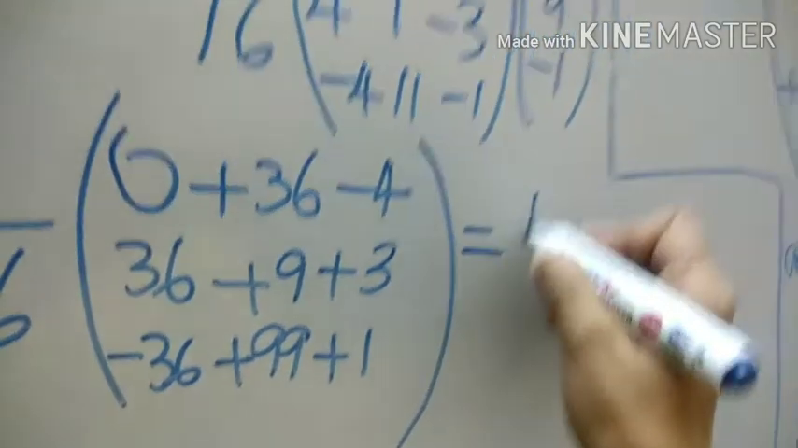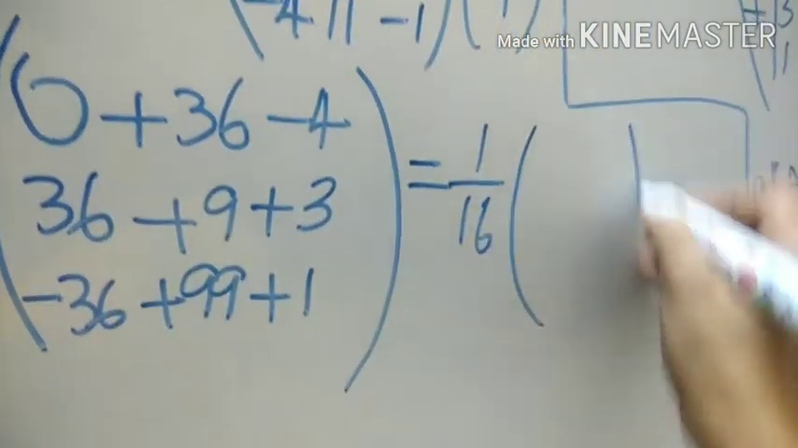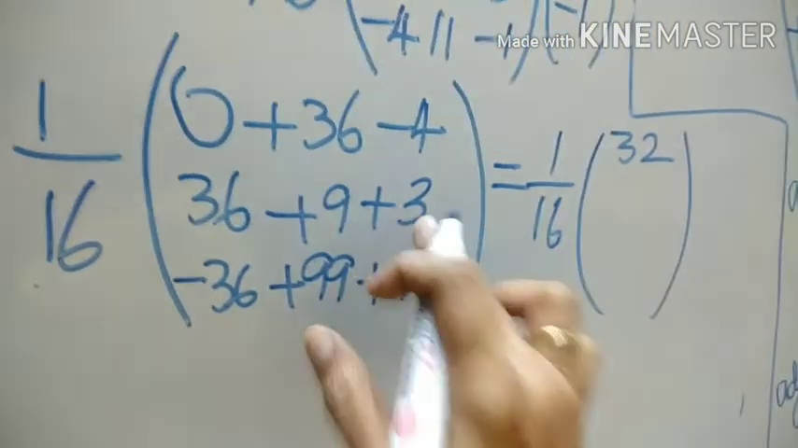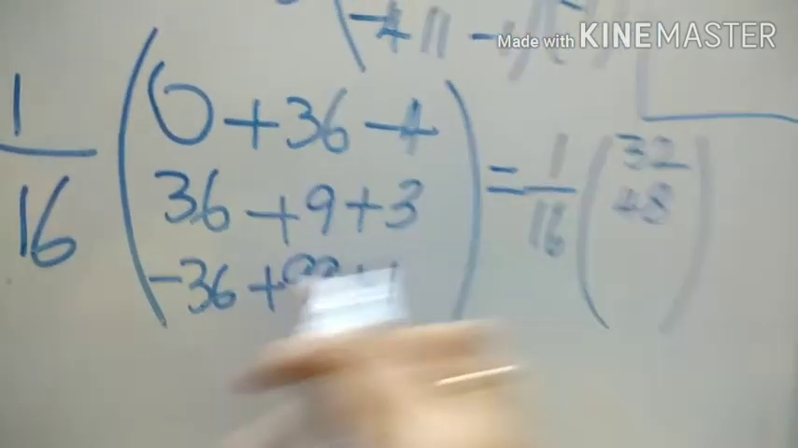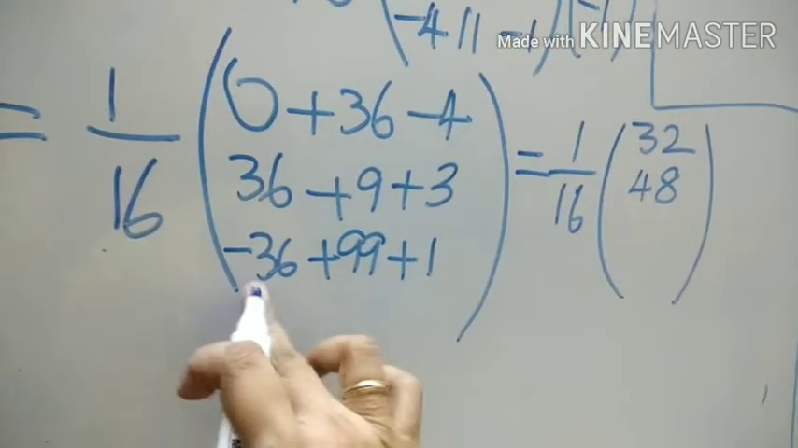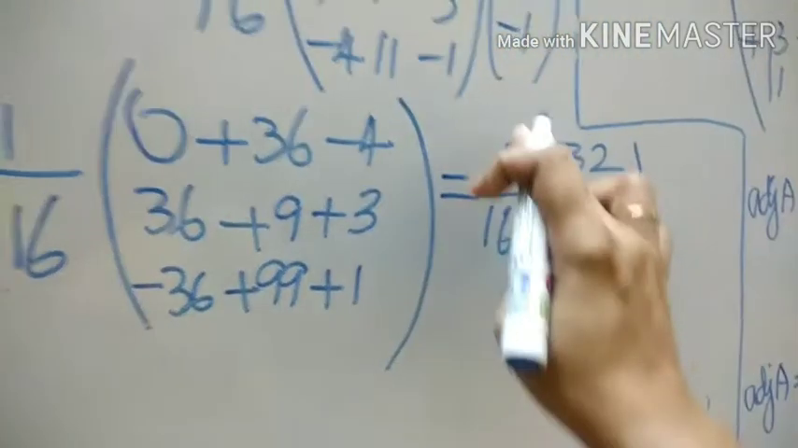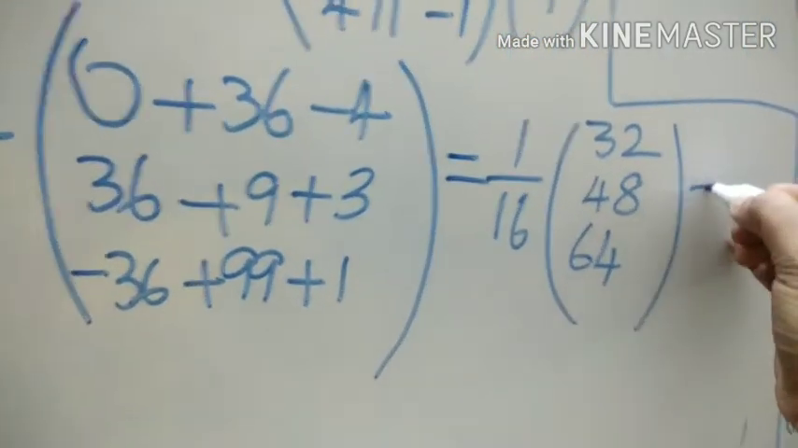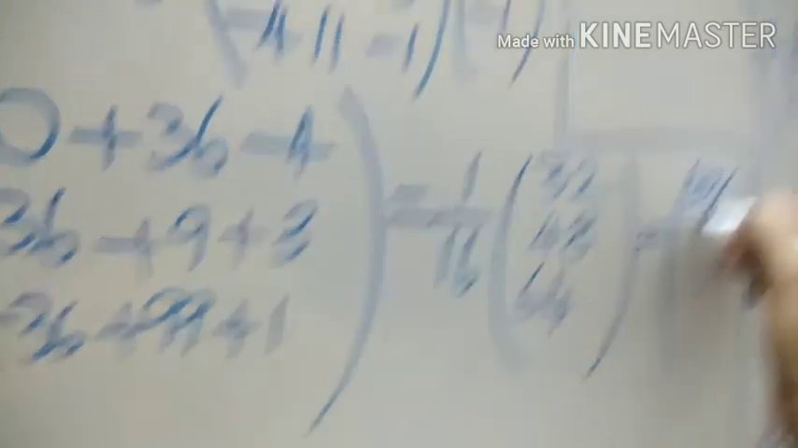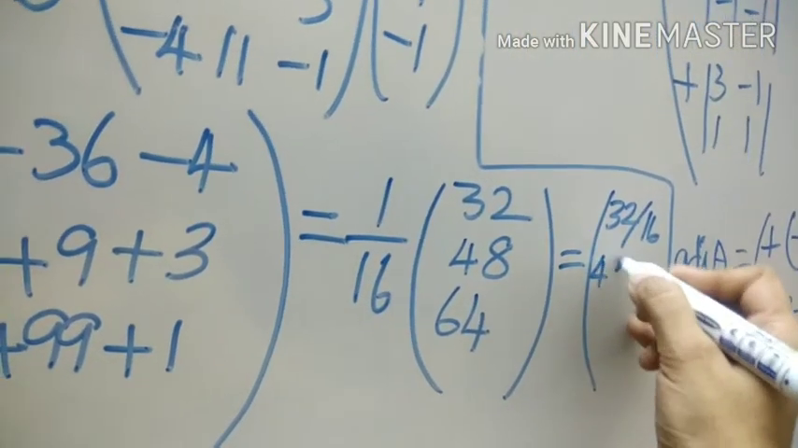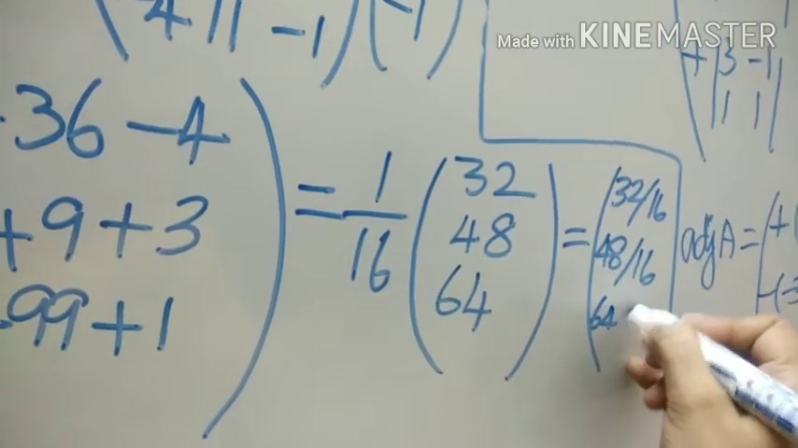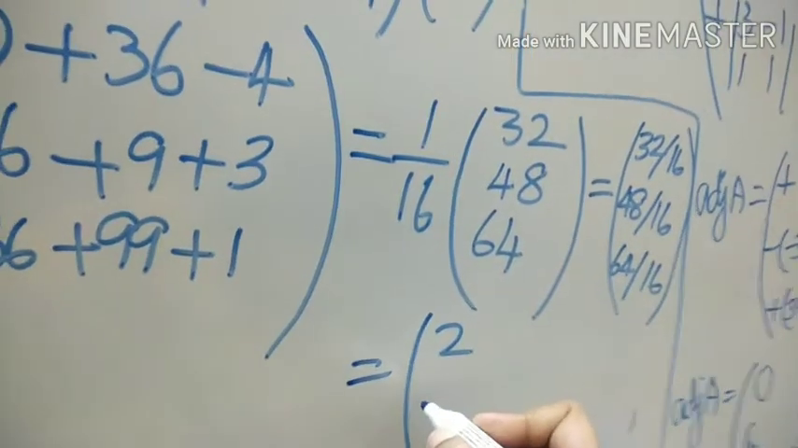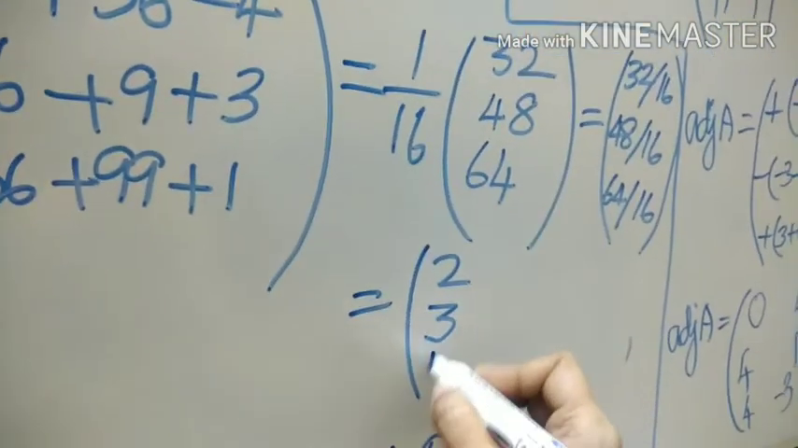So my answer is 1 by 16, and we just simplify. 36 minus 4 is 32. 36 plus 9 plus 3 is 48. 99 plus 1 is 100, 100 minus 36 is 64. Now, 1 by 16 means we take it inside to every number in the matrix. So I can write this as 32 by 16, 48 by 16, 64 by 16, which reduces to 2, 3, and 4.